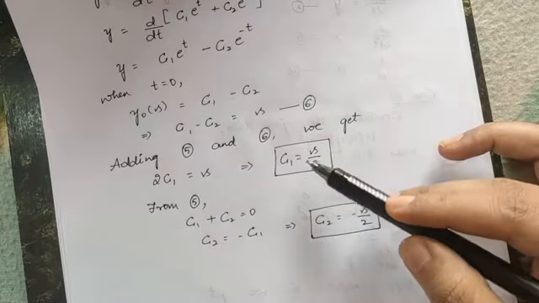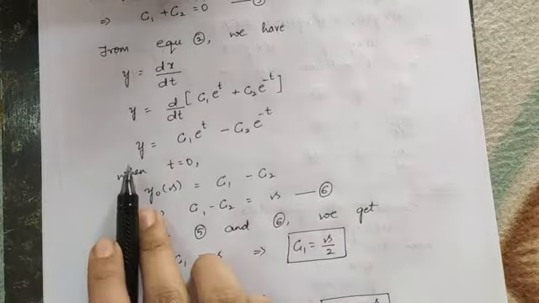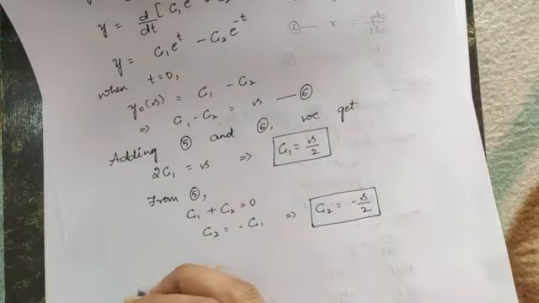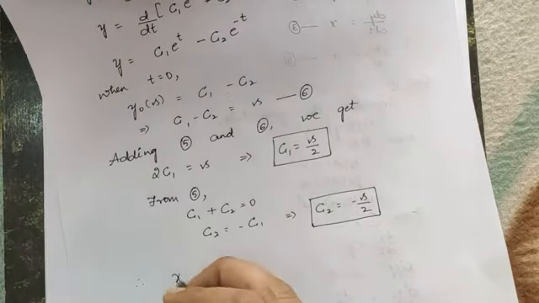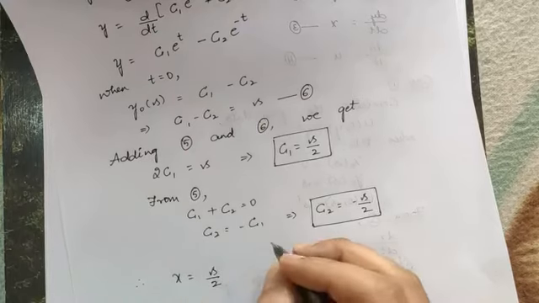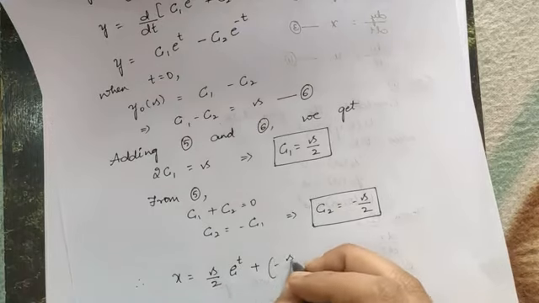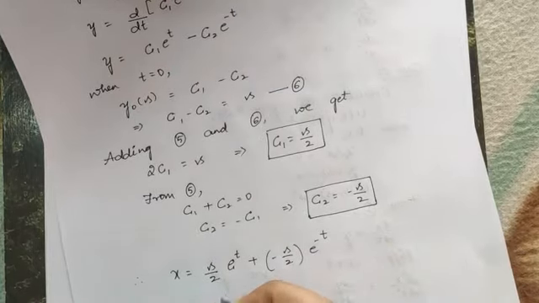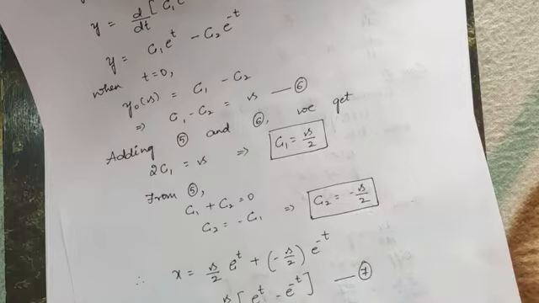Now substitute the value of c1 and c2 in your x and y solution, so that you will get the solution as, therefore x is equal to s by 2, that is c1, into e power t plus minus s by 2 into e power minus t. If you solve this, you will get x is equal to s by 2 into e power t minus e power minus t. I will call this as equation number 7.